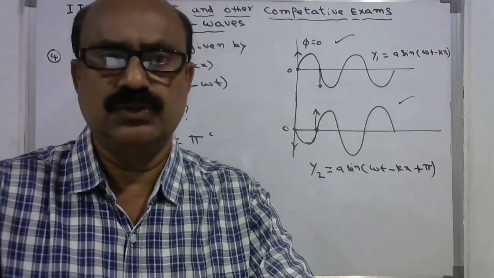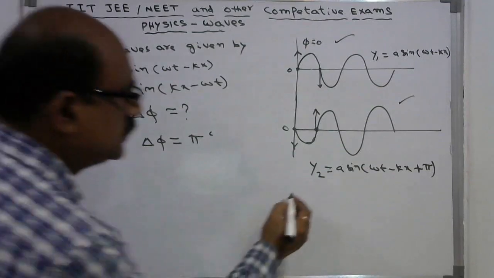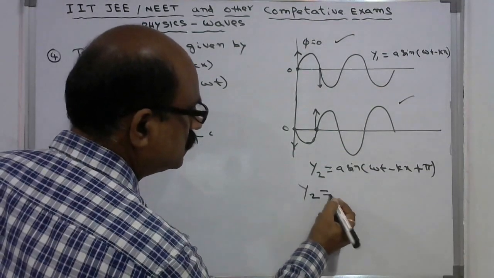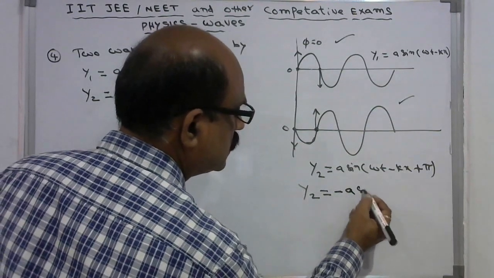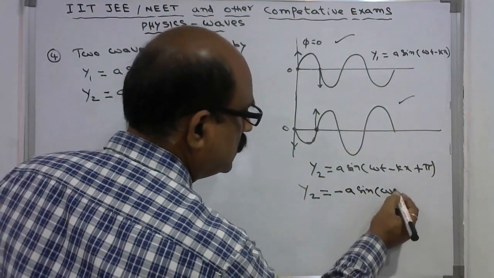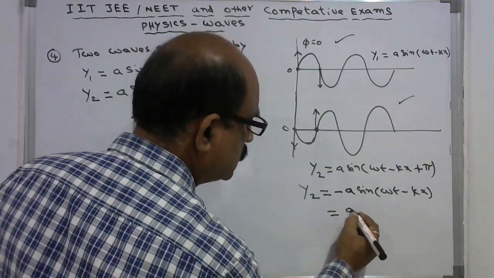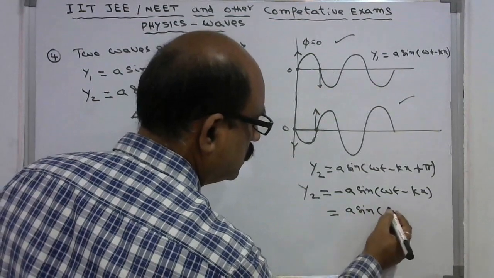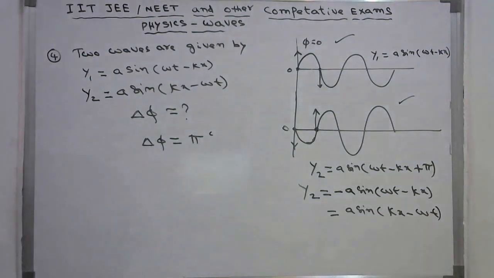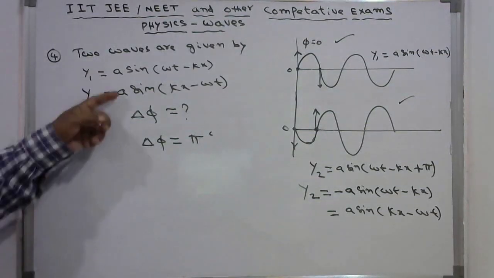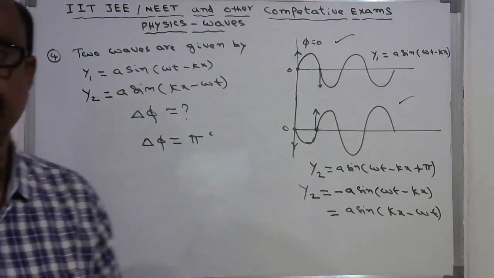So now let us go to the fifth problem. We can also write this as y2 is equal to minus a sin(omega t minus kx), or you can also write this as a sin(kx minus omega t). So these two waves have a phase difference of pi radians.